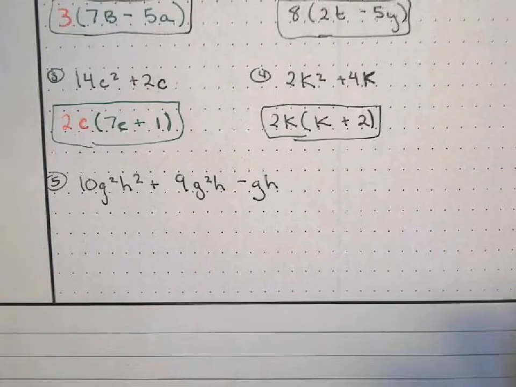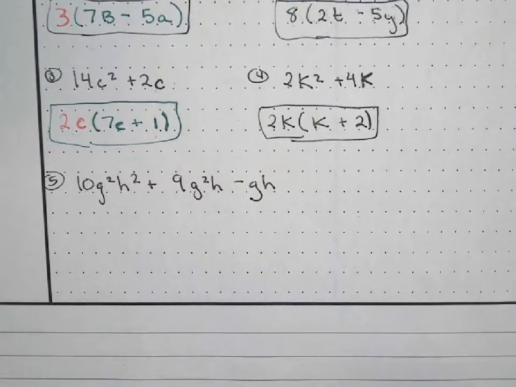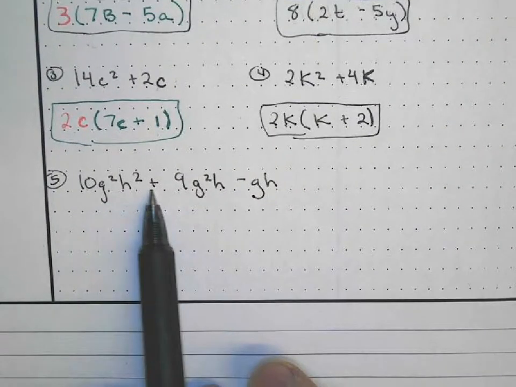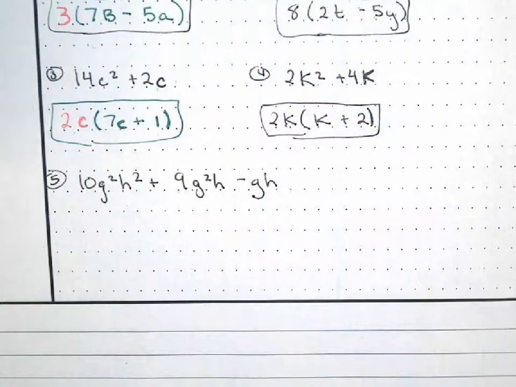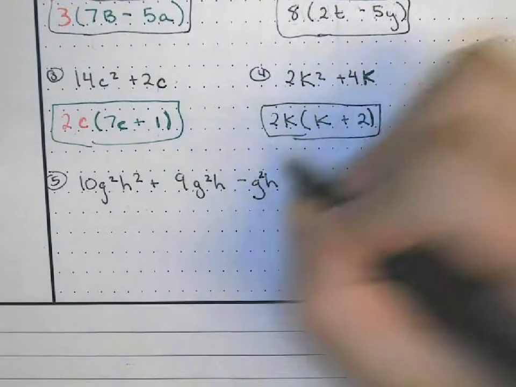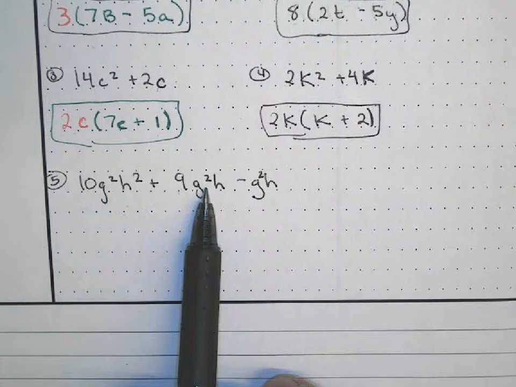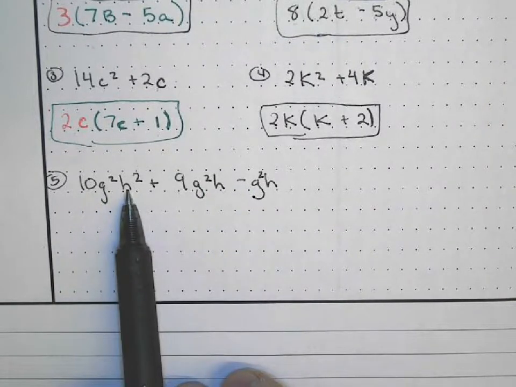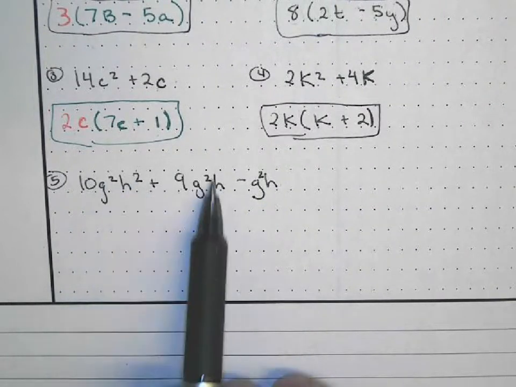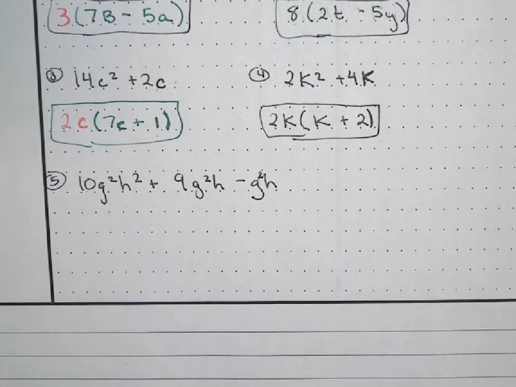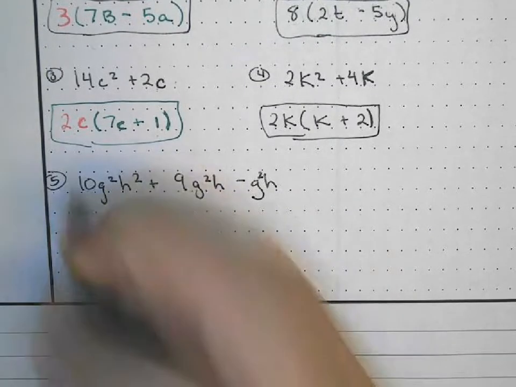So if we look at this one, I look at my coefficients, 10, 9, negative 1. So there's really no number that I can factor out. And I look at my variables and what's common to each. Well, each one has a g, at least, and each one has at least an h. So I can pull an h out of each. So that's what we'll be able to factor out, a g and one h. So we'll have our g.